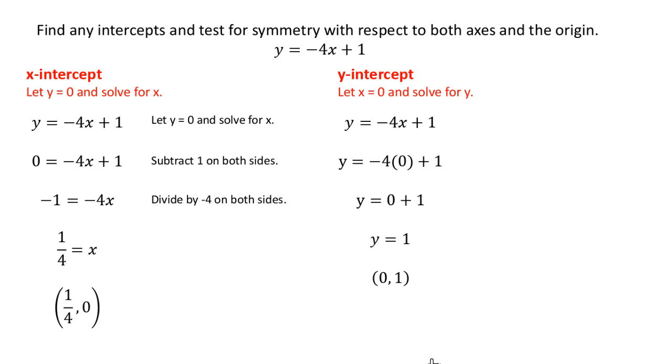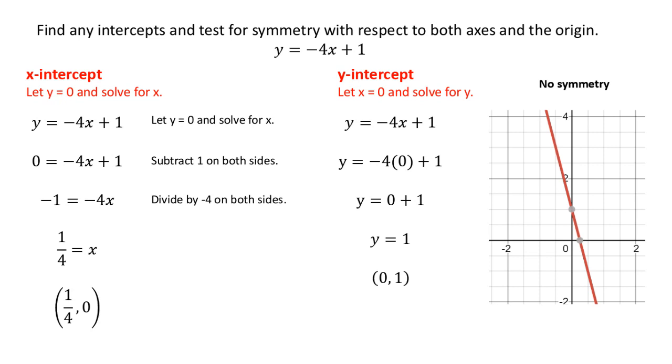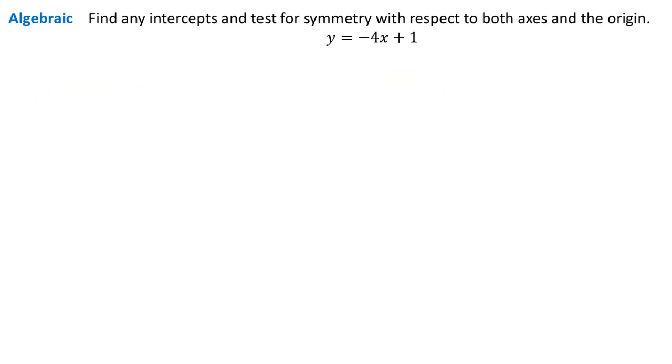Now, let's test for symmetry, okay? Since this graph is a line, there is no symmetry with respect to our x-axis, y-axis, or origin. Yes? All right. So let's find any intercepts and test for symmetry with respect to both axes and the origin.